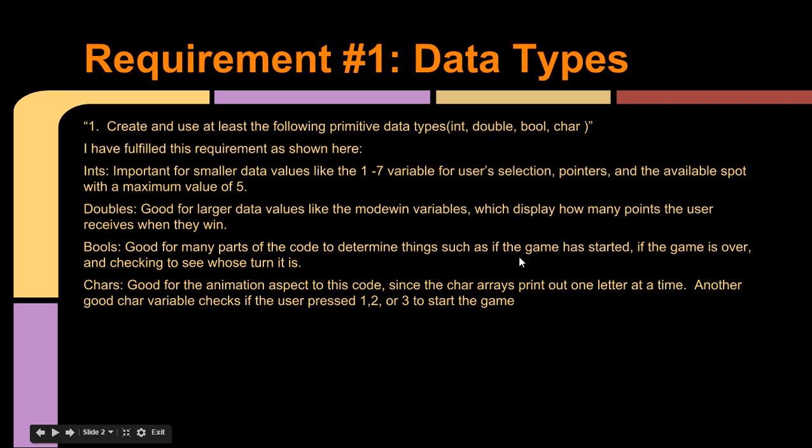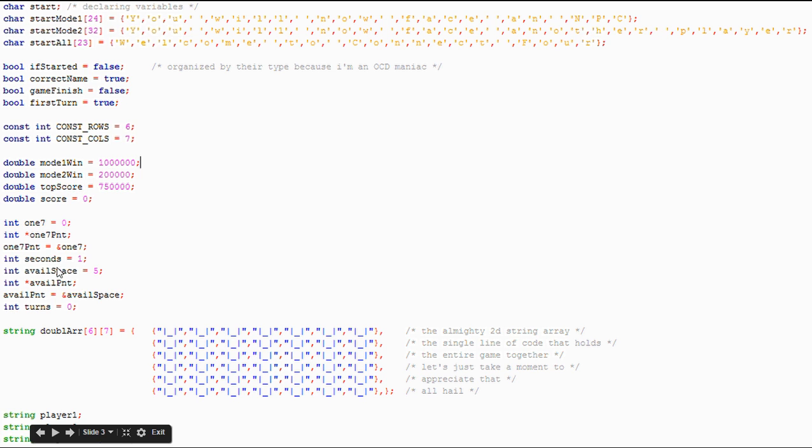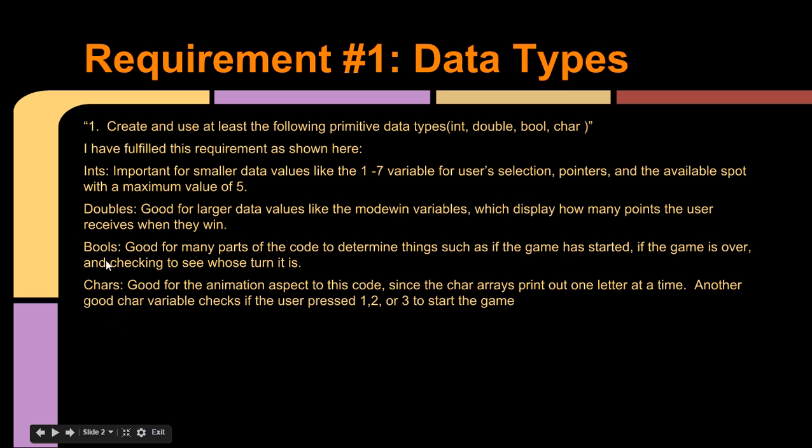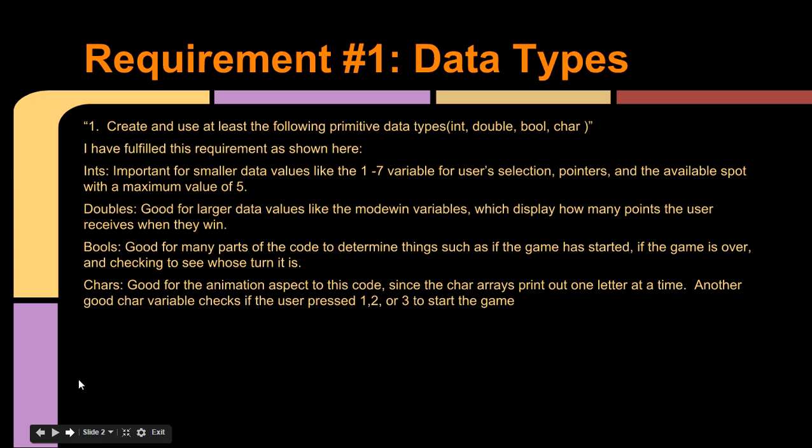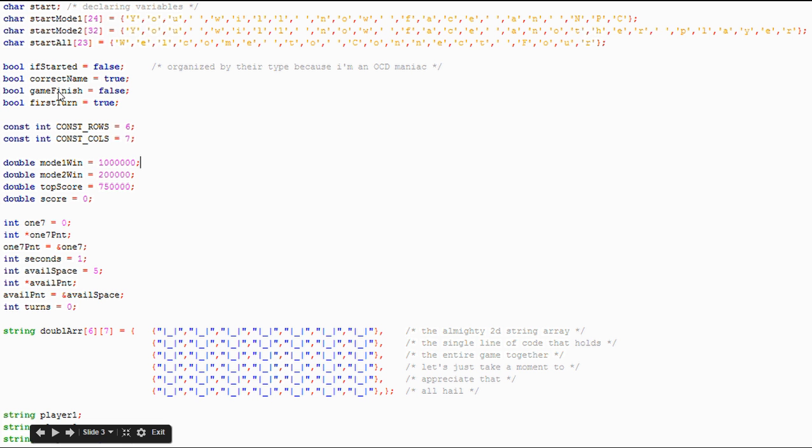So, data types, I use ints and doubles. Well, I use ints for smaller data types, and I use doubles for larger ones. And you can see I kind of OCD organize them here. And I use the bools and the char up here. I use most of the chars for char arrays, which I'll get into about the animation aspect. And the bools are, as you can see here, like game finish and first turn, which maintain a lot of loops in the code.